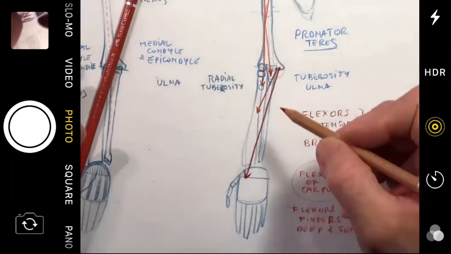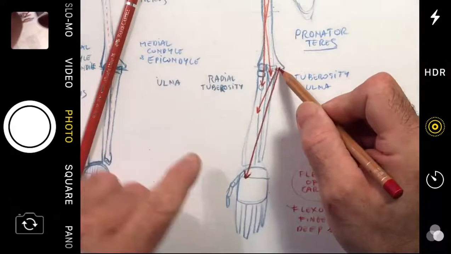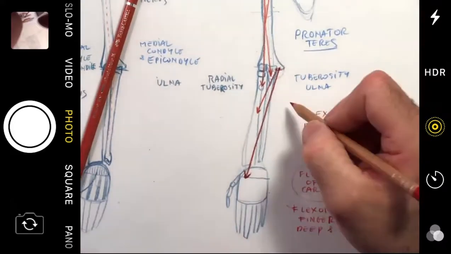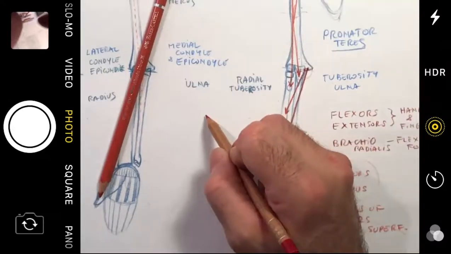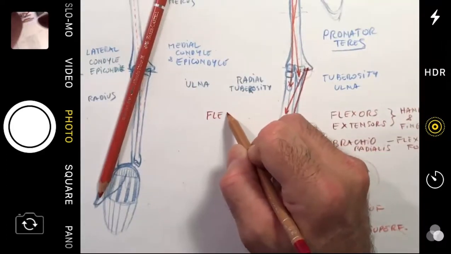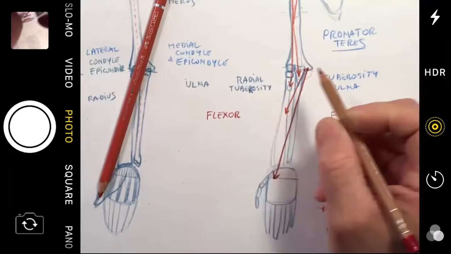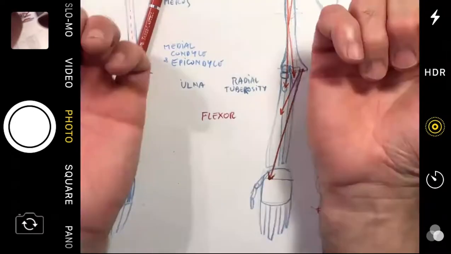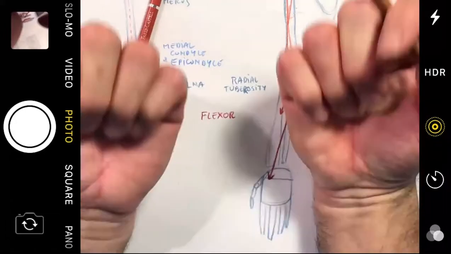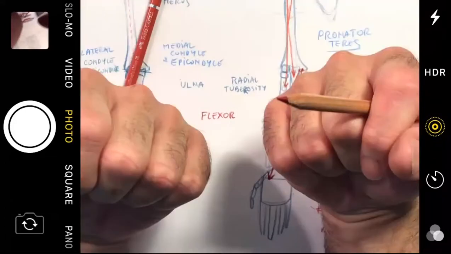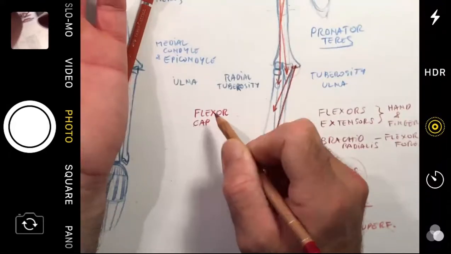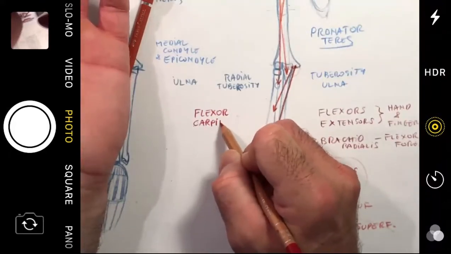So we've seen that this side of the muscles here are flexors, right? So flexor of what? Of the carpus, right? Meaning it will do this. It will bring the carpus in like this. Flexor of the carpus, you say carpi, it means of the carpus.